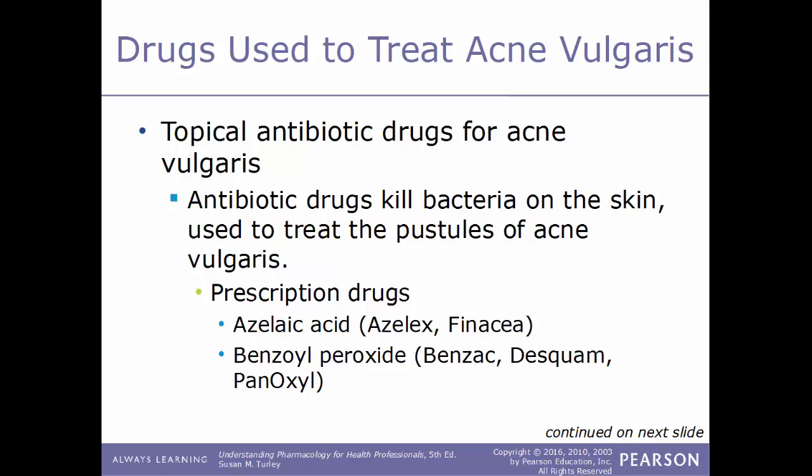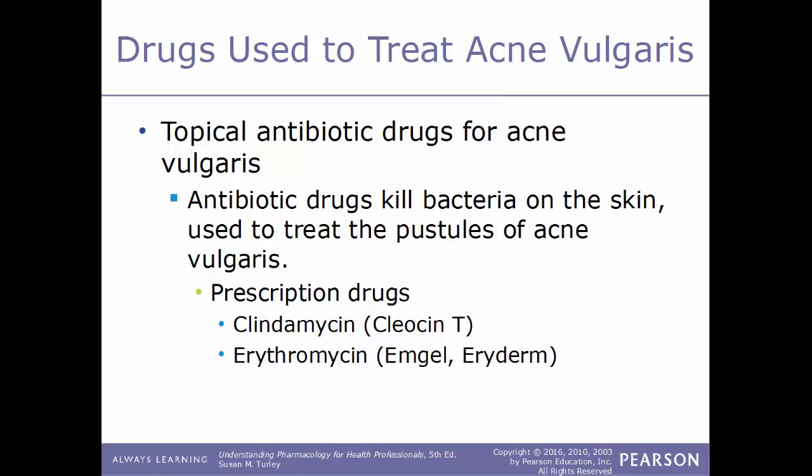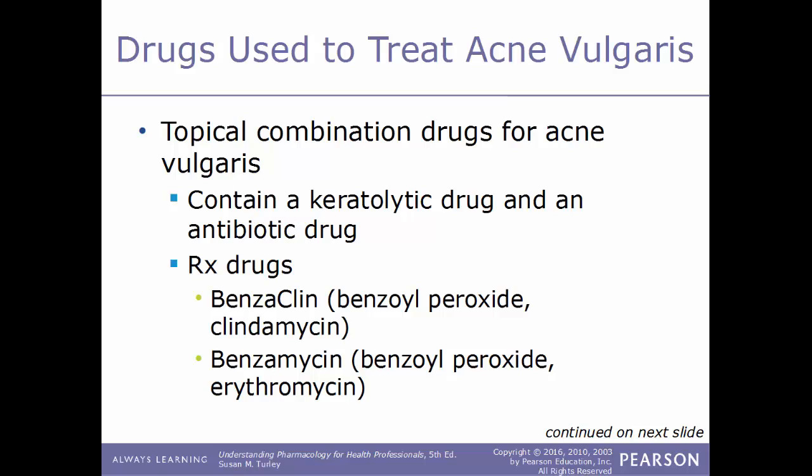Antibiotic drugs will kill the bacteria on the skin and are used to treat the pustules of acne vulgaris. And some prescription drugs that are used here would be azelaic acid, also known by its trade names Azelix, Venetia, and also benzoyl peroxide, known by its brand names Benzac, Desquam, and Panoxyl. Other examples of prescription drugs would include clindamycin, also known as Cleocin T, and erythromycin, also known by its trade names Emgel and Iriderm.